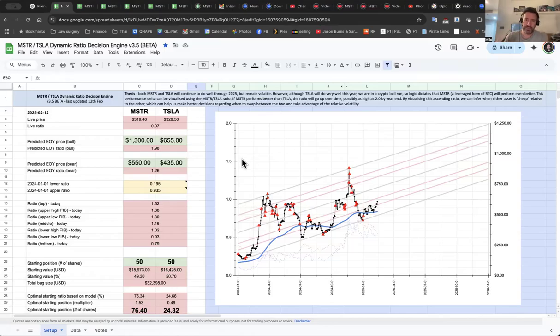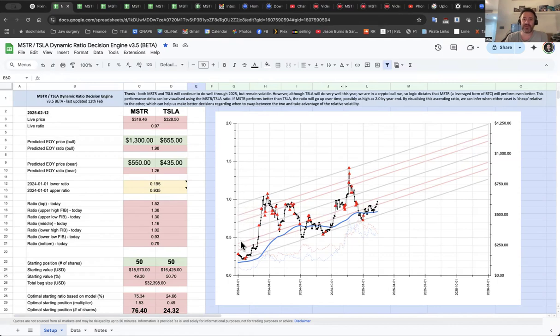Hey everyone. So this is just an update on the MicroStrategy Tesla pair trading model that I've been working on. Some of you may have seen the previous videos I shared. I have changed the model quite a bit since then. I found some problems with the concept of the model.